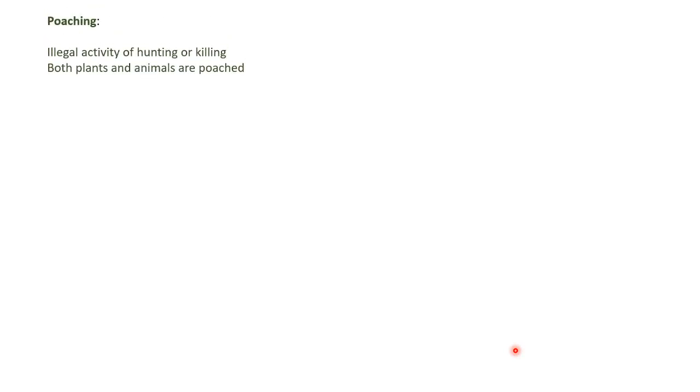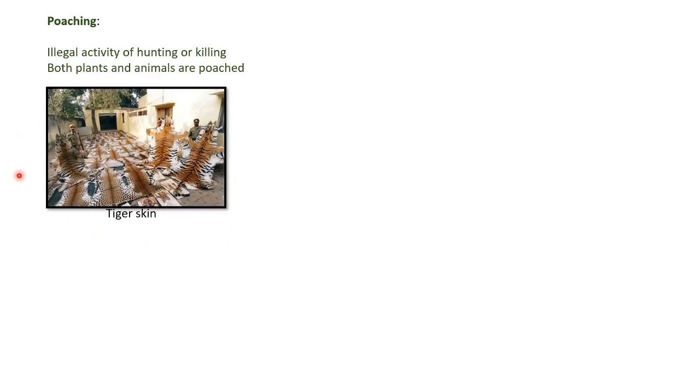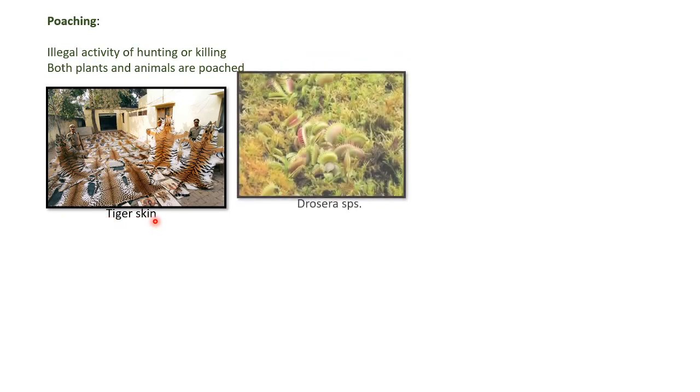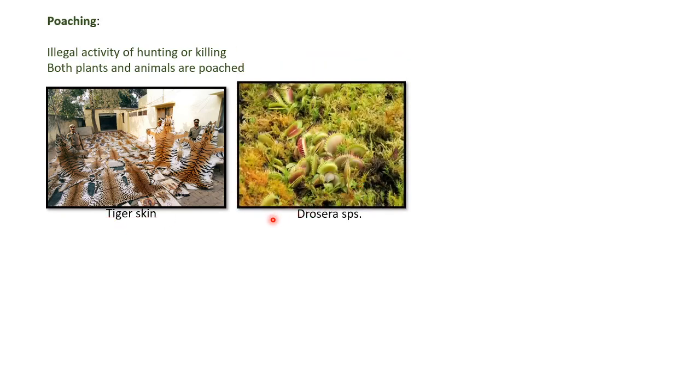Now let us understand what is poaching. Poaching is a kind of over-exploitation. It is the illegal activity of hunting or killing, and both plants and animals are poached for their various valuable parts. Here are some examples. For example, tiger skin. Drosera species are insectivorous plants. They do not grow everywhere, but they are poached for some reasons. These only grow in muddy or damp areas, and they are also in very few numbers, but they are poached for their look.